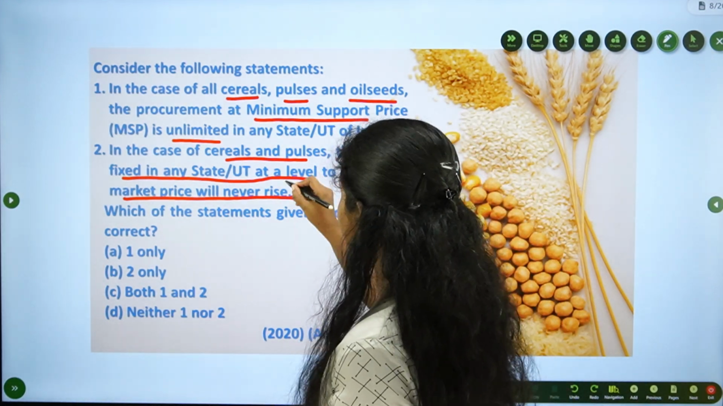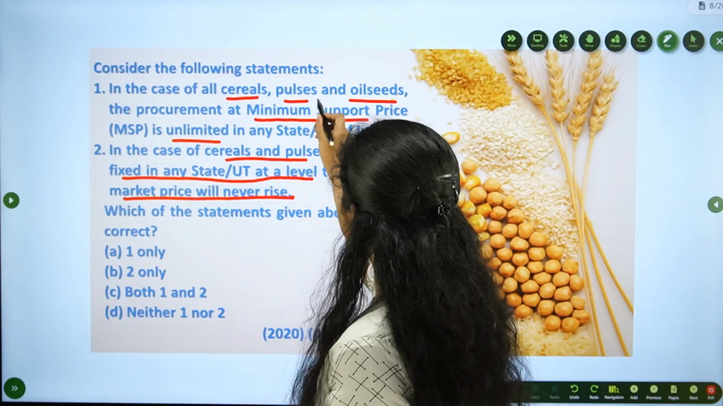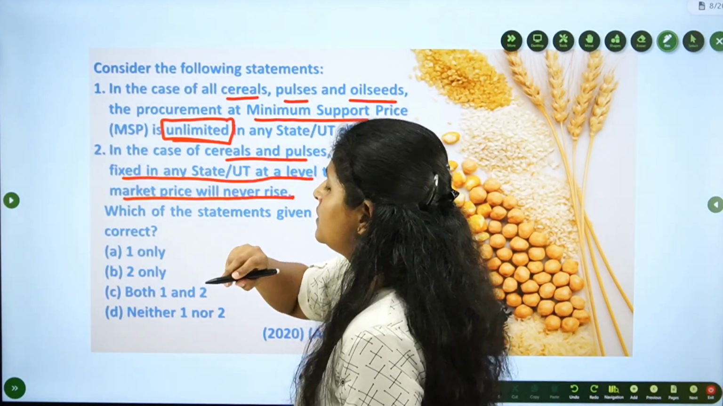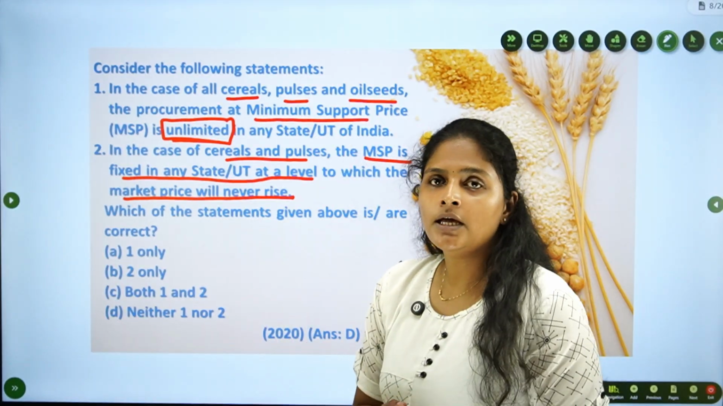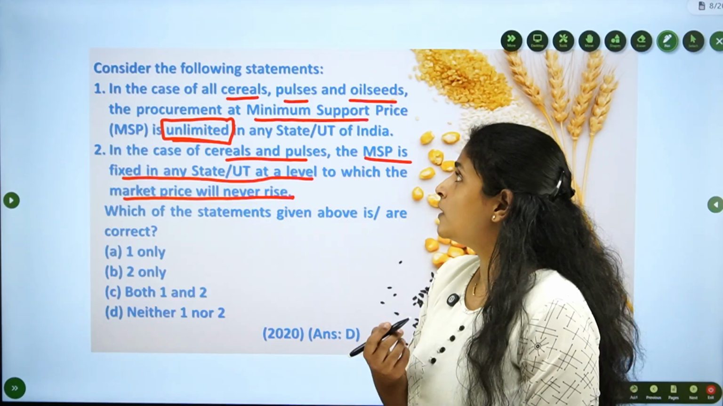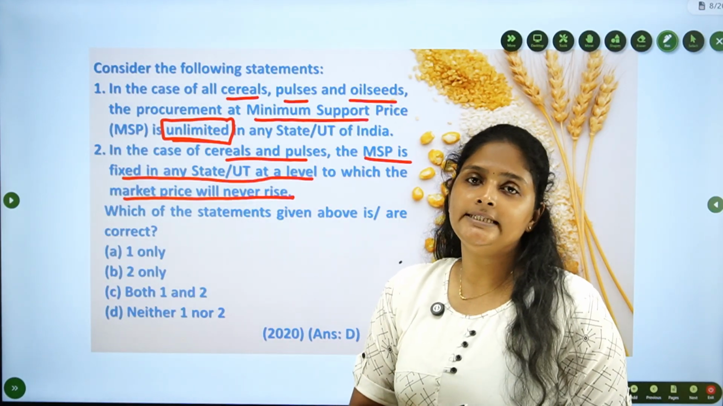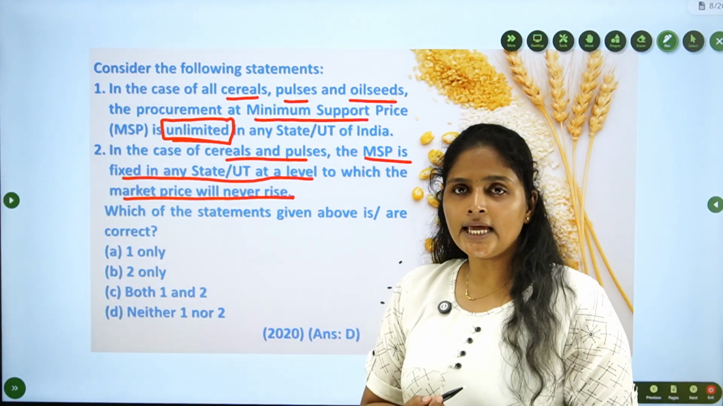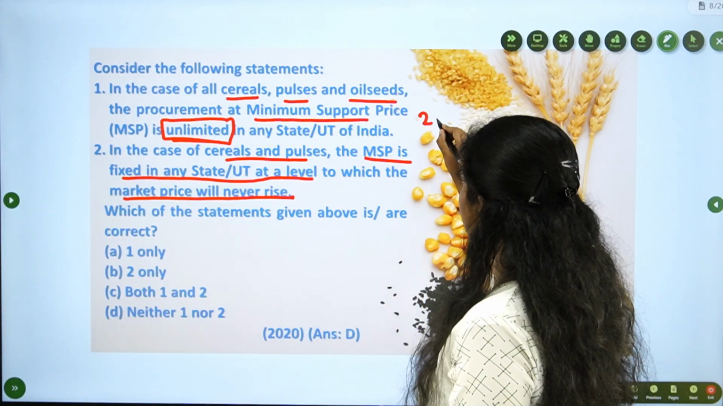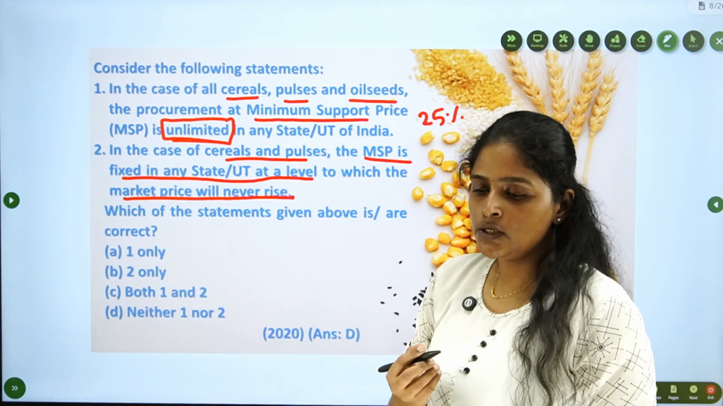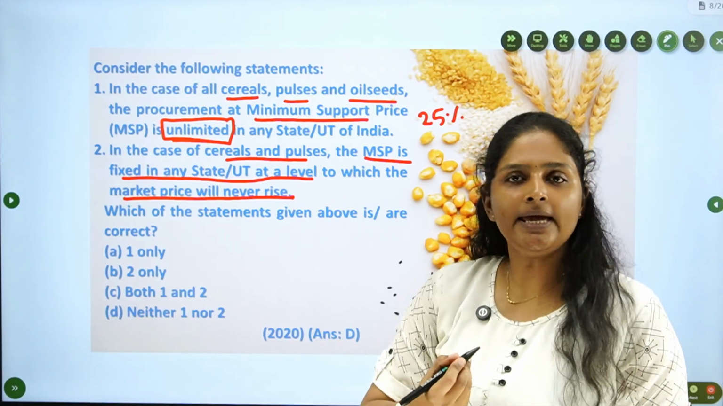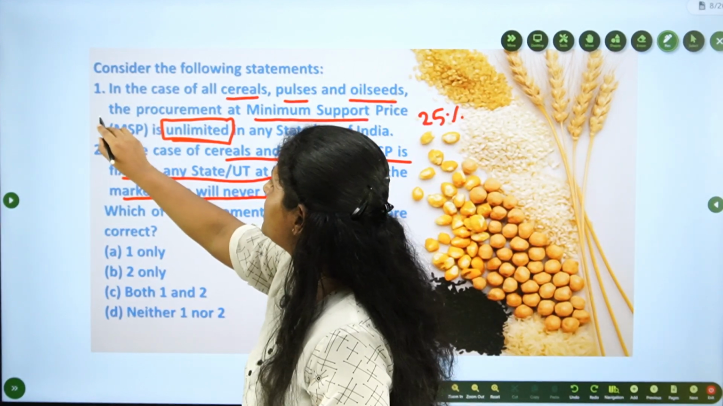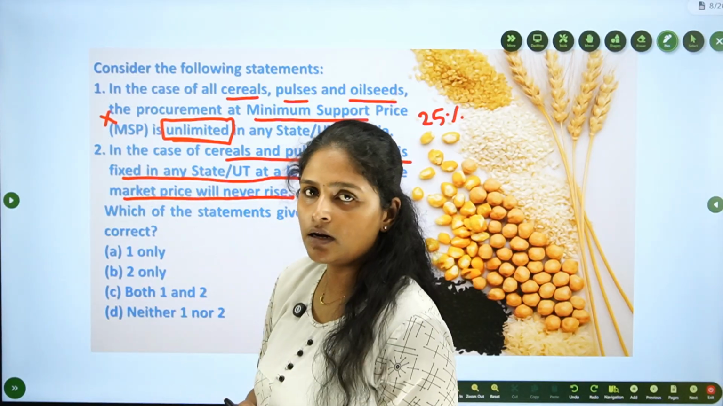The first statement states that the MSP on all these crops is unlimited. What does this statement mean? If you are producing a cereal or a pulse or an oil seed, the government will purchase all of the produce from you. Is that the case? No. There is a cap of 25%, right? 25% of produce will be taken from the farmers. So this statement about unlimited purchase is wrong.